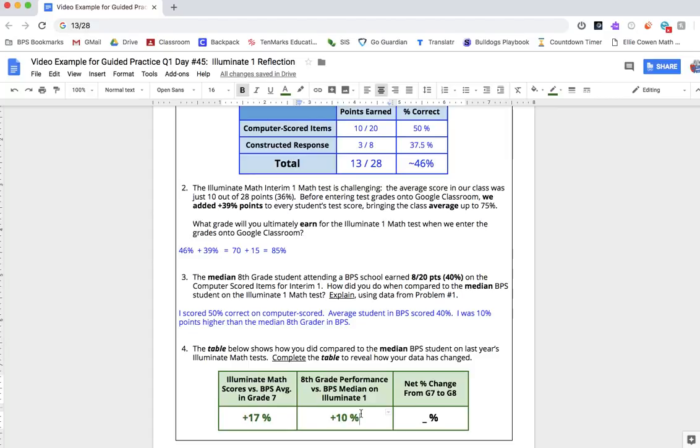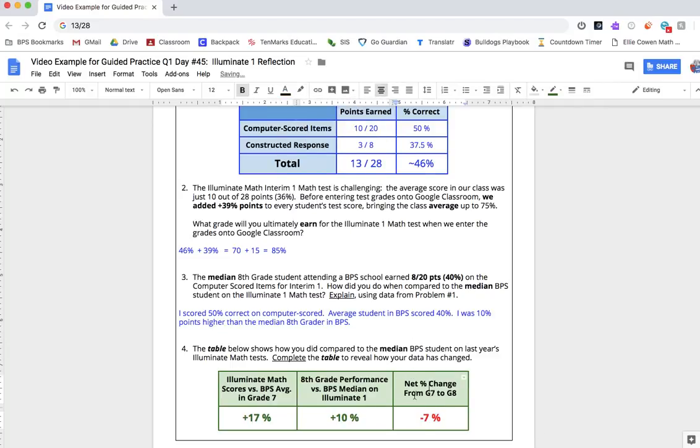But we also want to take a look at how things went from last year compared to this year. And in this student's case, even though things are going okay, getting an 85% on Google Classroom for this test, and scoring 10 percentage points higher than the average student in the city, we still went back by 7 percentage points compared to last year. We weren't scoring quite as highly as we did in 7th grade.